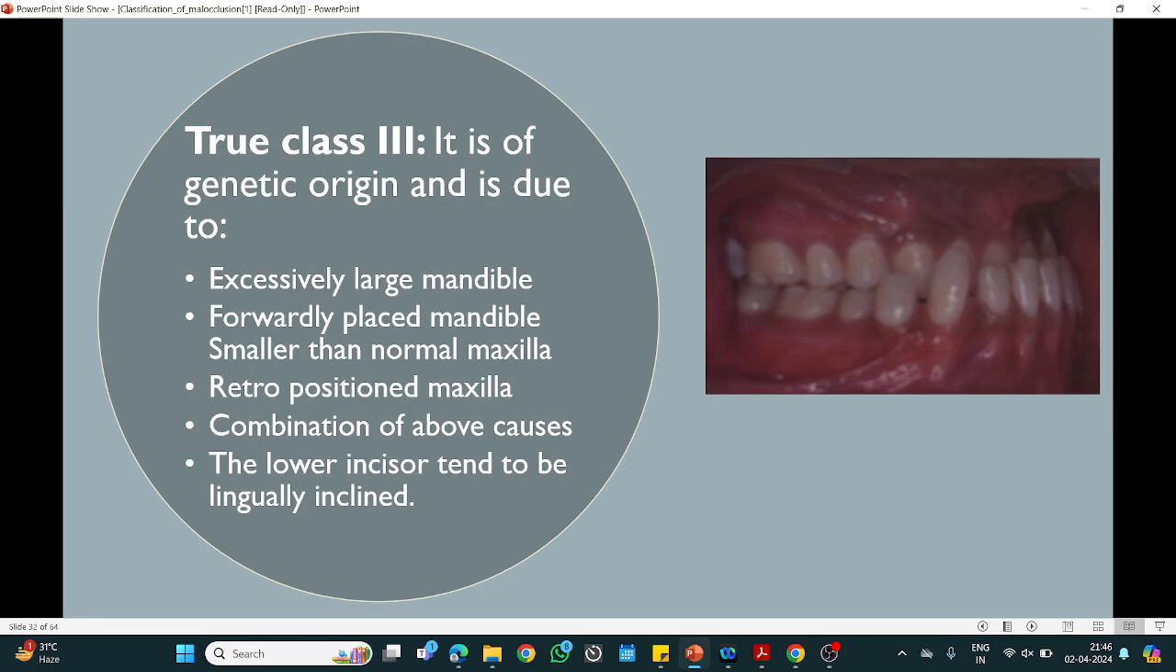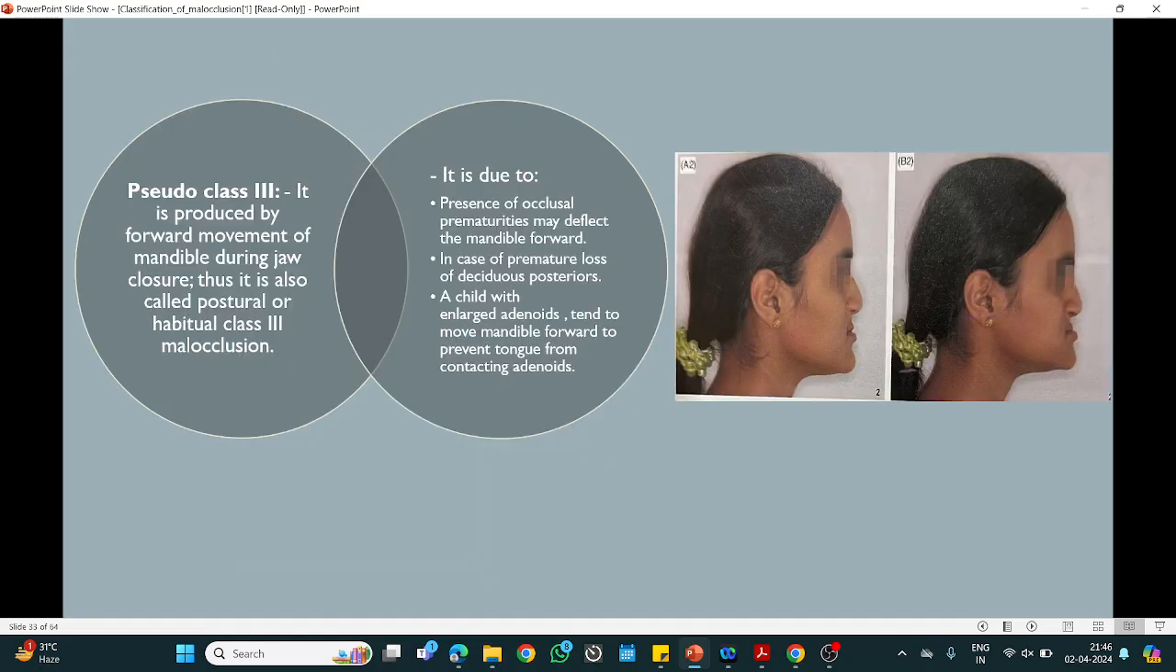What comes under true class 3? It is seen if it is of genetic origin or due to an excessively large, forwardly placed mandible, or a maxilla that is smaller than normal, with retroposition of the maxilla. Then the lower incisors tend to incline lingually in case of true class 3.